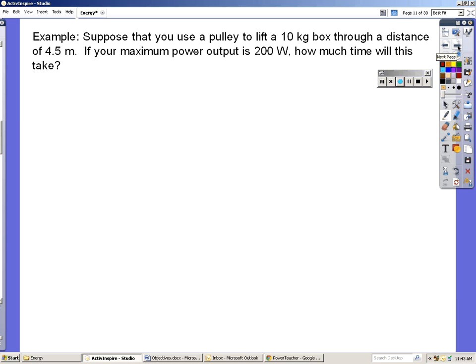So here's an example. Suppose that you use a pulley to lift a 10 kilogram box through a distance of 4.5 meters. Your maximum power output is 200 watts, so how much time will it take to do the lifting? Well, if you're going to lift 10 kilograms, 4.5 meters, then the work that you have to do, assuming constant speed and all that, work is 10 kilograms times 9.8 meters per second squared times 4.5 meters.